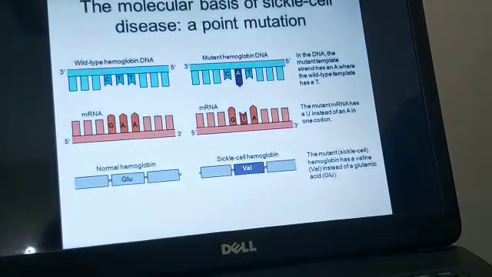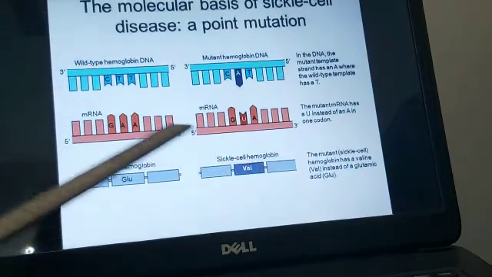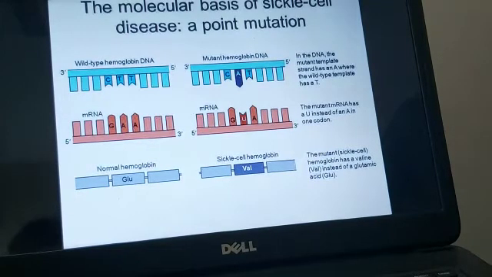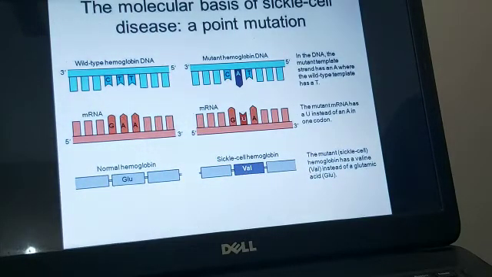So this replacement leads to the change in the amino acid that is produced. In normal hemoglobin, the amino acid produced is glutamic acid, whereas in the person who is suffering from sickle cell anemia, in the place of glutamic acid, some other amino acid is produced, and that amino acid is valine. So this valine is responsible for the RBCs being sickle shaped, leading to the disease sickle cell anemia.